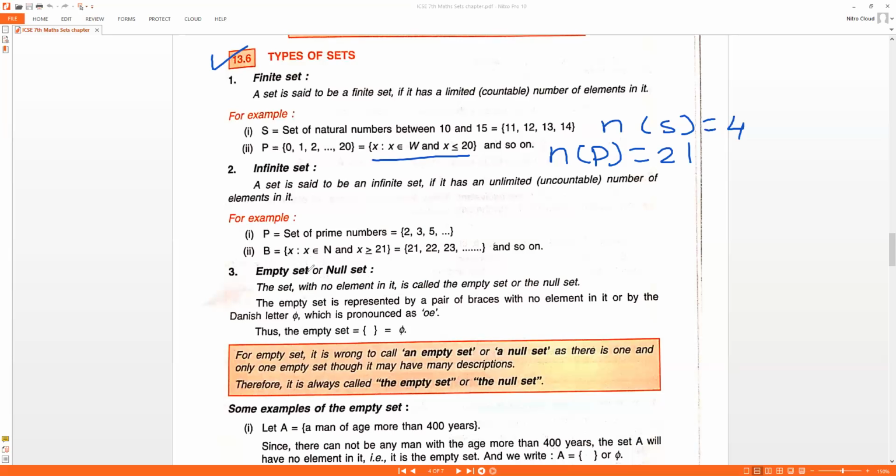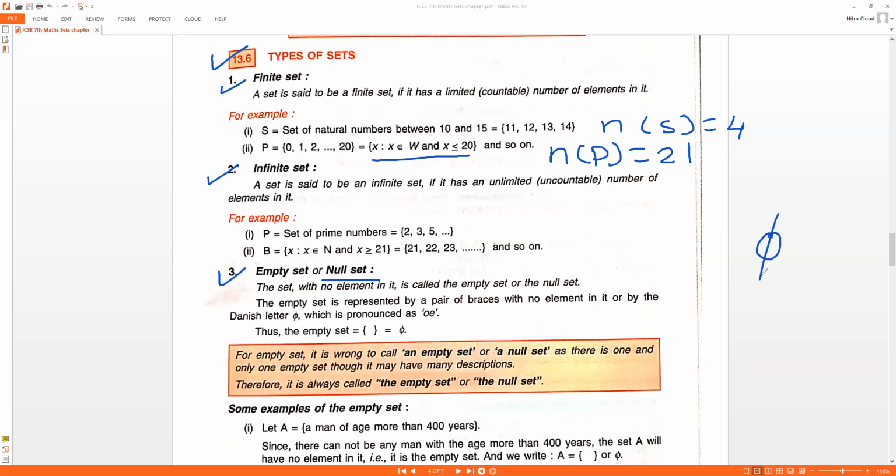Or maybe this one also. Set B is {x such that x belongs to natural numbers and x is greater than or equal to 21}. That means we start with 21 and we go towards positive infinity. So there are infinitely many natural numbers greater than 21. This is an infinite set. And third is the empty set, also called the null set.